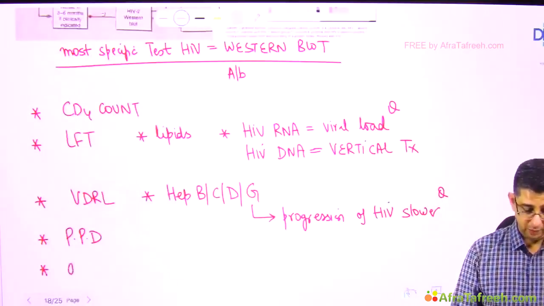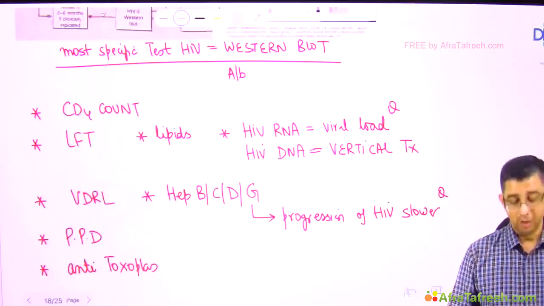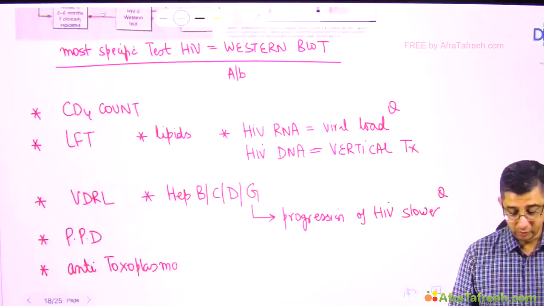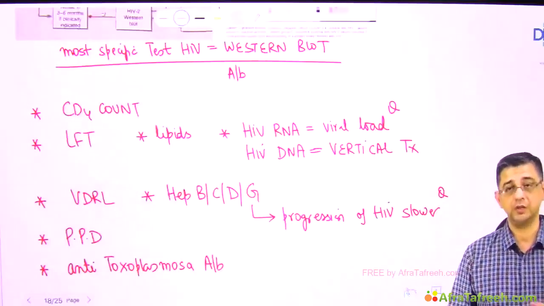Another test which is of importance is antibodies against toxoplasma, because you see a lot of patients of HIV can be having seizures. If a person is having anti-toxoplasma antibody, then the chances of him having seizures are relatively higher, because he is already exposed to the disease.